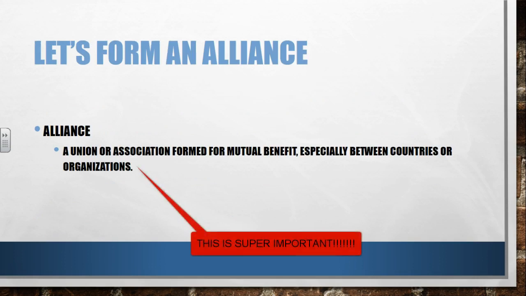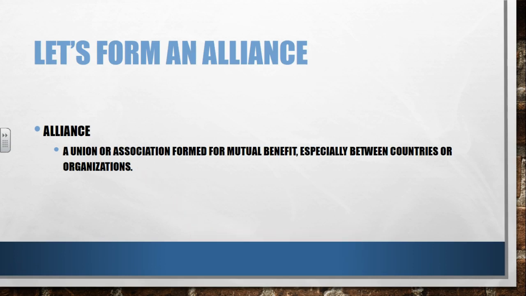Now, when it comes to diving into some of the content, the stuff you need to know, one of the most important things you need, okay? I'm going to give you 3 needs right there because it's super duper important. When you want to talk about World War I, you need to know what an alliance is. An alliance, simply put, is a union or association formed for mutual benefit, especially between different countries or organizations.